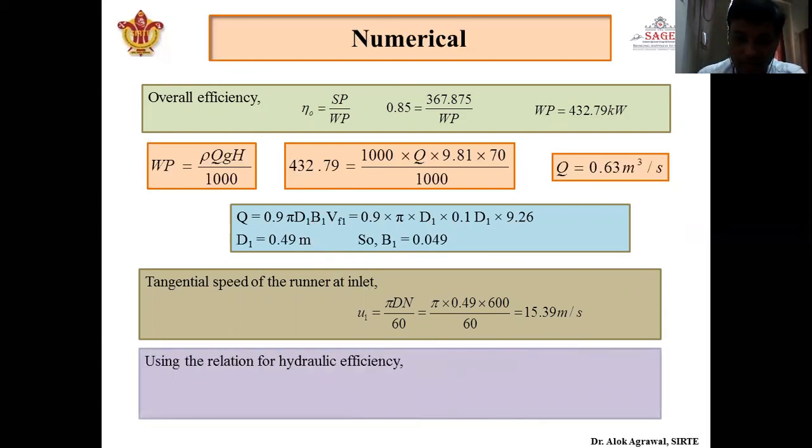Now, with the help of hydraulic efficiency, we have seen that it is Vw1 u1 by gH. So we have just calculated u1. We know g and the value of H, which is given in the question. Hydraulic efficiency is given in the problem, so we can calculate Vw1. Substituting all the values, with 0.95 as hydraulic efficiency, we get Vw1 as 42.39 meter per second. So now a lot of things we have calculated for the inlet velocity triangle, that is Vw1, u1 and Vf1.